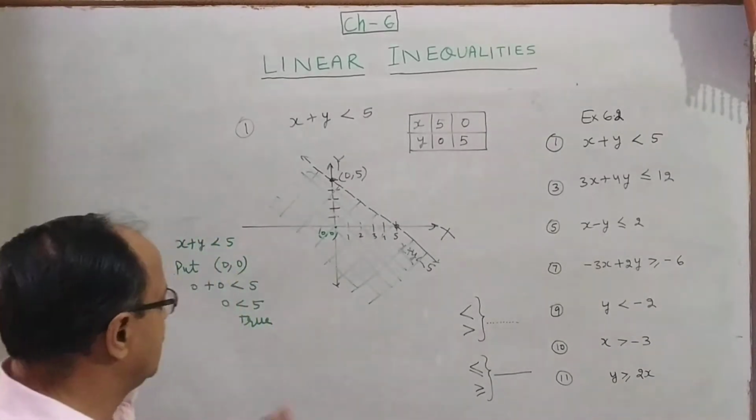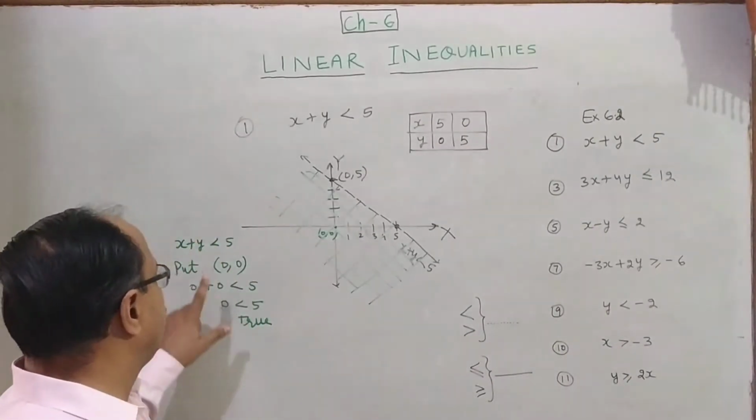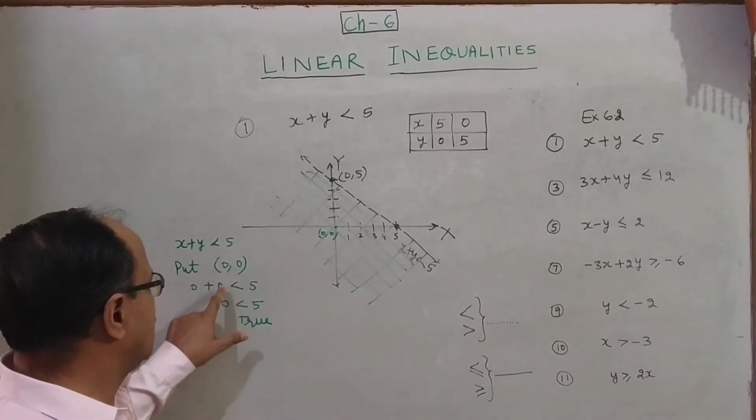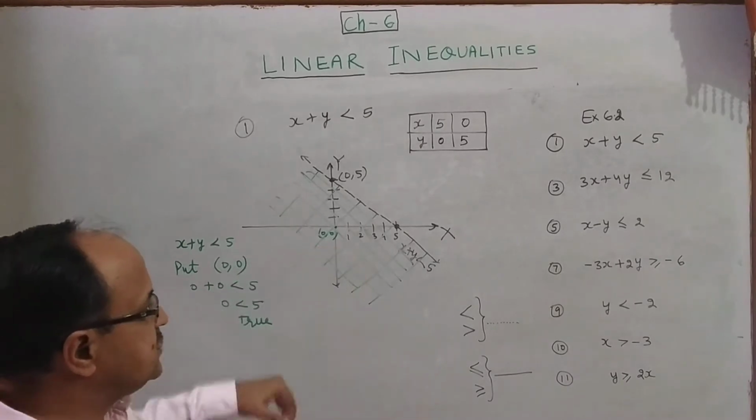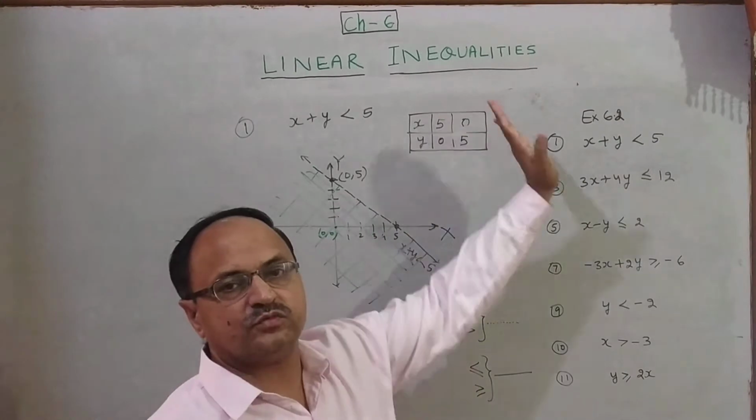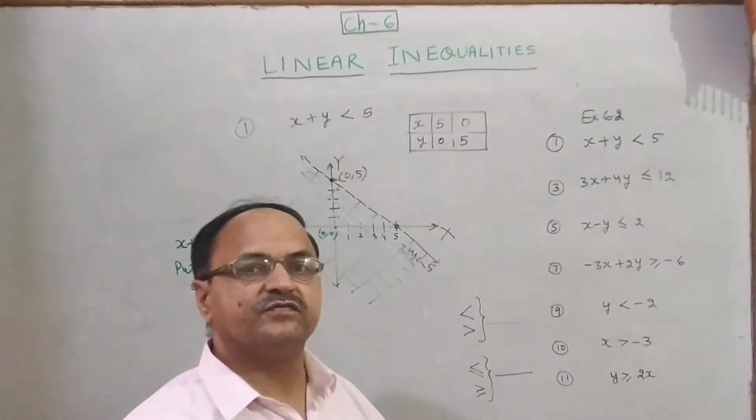Again, in every question, put here 0 0. If it is true, then towards the origin. If it is false, then away from the origin.